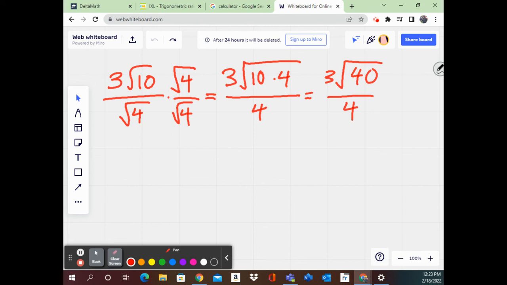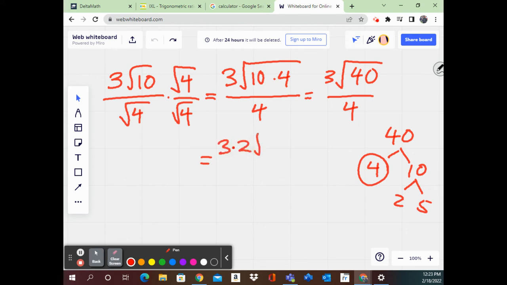And so now 40, can I break it down? I'm not sure. Let's find out. So I got 40. I know that's 4 and 10 is 2 and 5. So I can break this down because I do have a perfect square of 4. So that's 2 squared, which comes out as a single digit, 2. So I'll have 3 times 2 square root of 10 over 4, right? So that's going to give me 6 square root of 10 over 4.